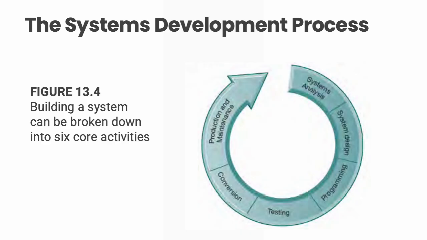Now let's look at this figure. It shows us that building a new software system is not one giant scary task. And like we previously discussed, it consists of 6 smaller and manageable core activities, or we can also say steps.